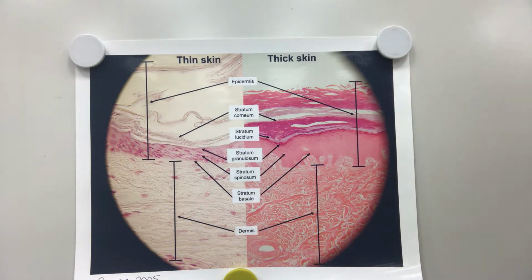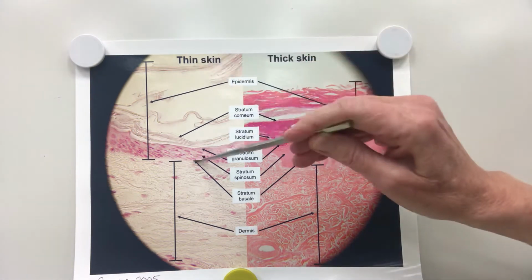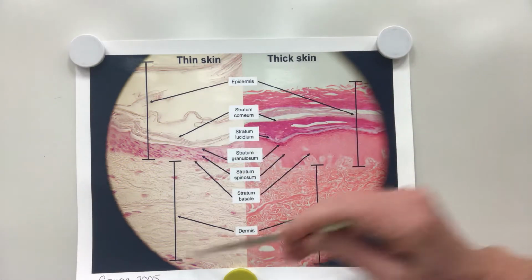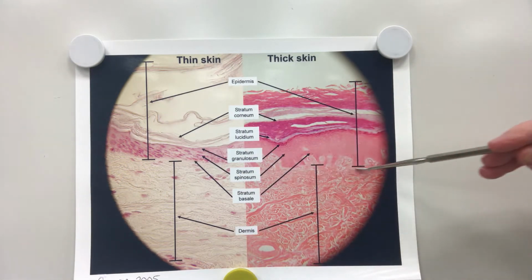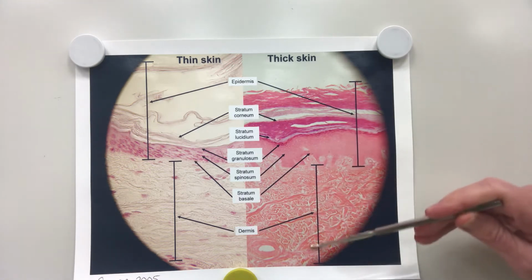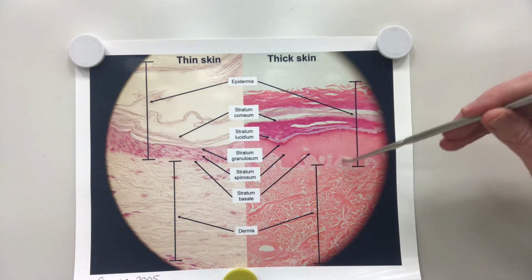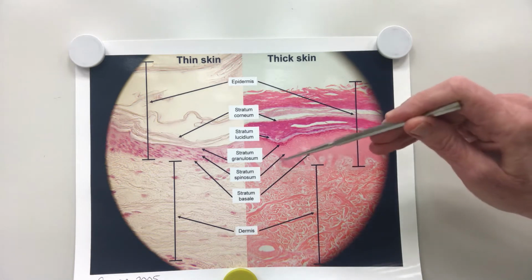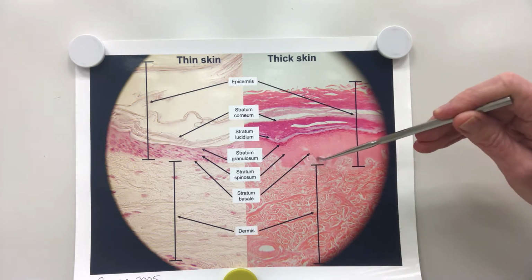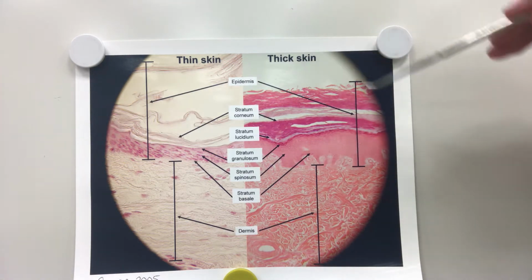This is a slide of the thin versus the thick skin. Comparing the two, we have the epidermis on both, and then the dermis layer. Remember, the top of the dermis layer is considered the papillary layer, and then the bottom is the reticular. You can see the dermal papilla, the bumps going up, and the epidermal ridges coming down, and you can see the different layers of the epidermis.